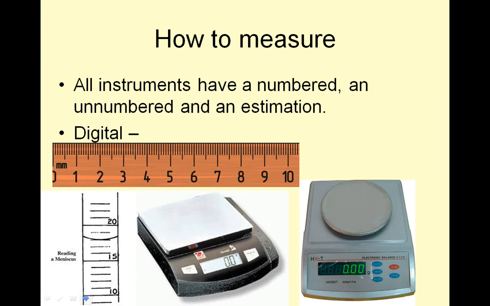How to measure. All instruments have a numbered and unnumbered and an estimation. Digital also does. Nifty story about digital things: the last digit when digital balances first came out used to flicker, and that's because it was either 1.71 or 1.72, and the instrument couldn't do any better than that, so it would flicker back and forth to let you know, oh, it's somewhere in there. That's valuable, but people would see this digit flicker back and forth, and they would think that it's broken, so they would return it. So because people are dumb, they had to just make it pick one and stay.